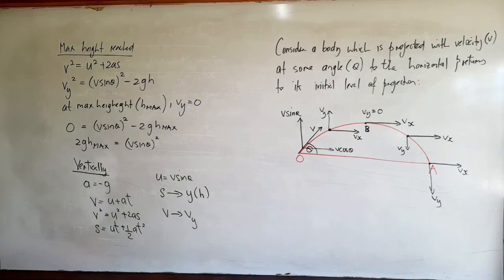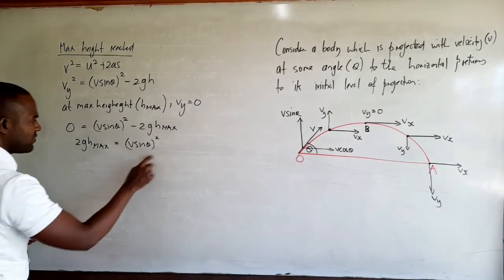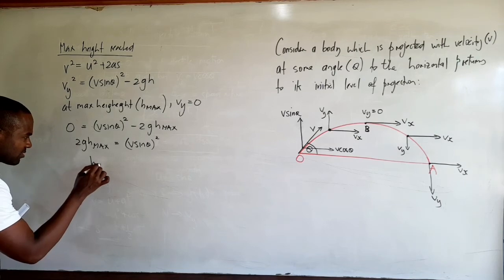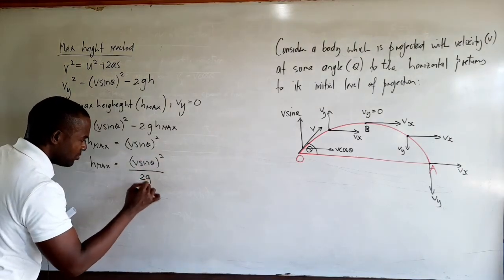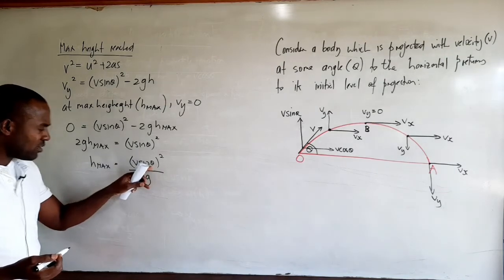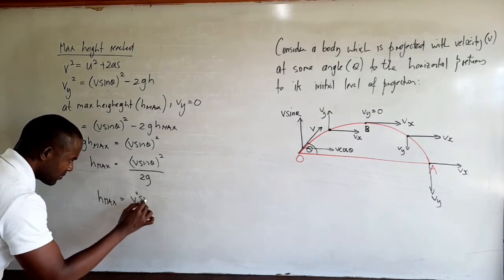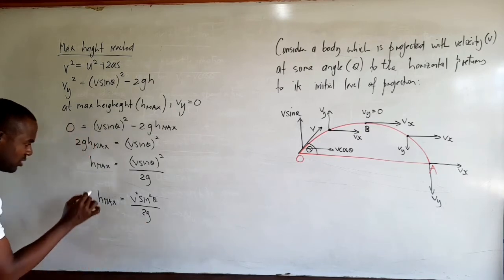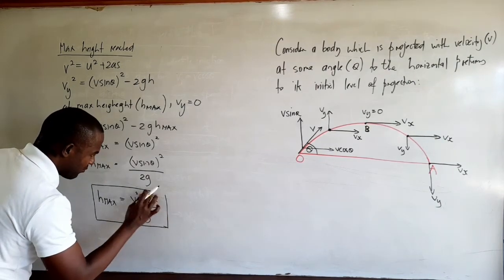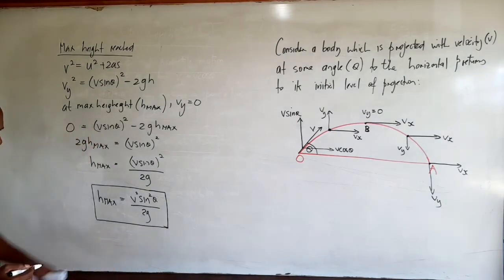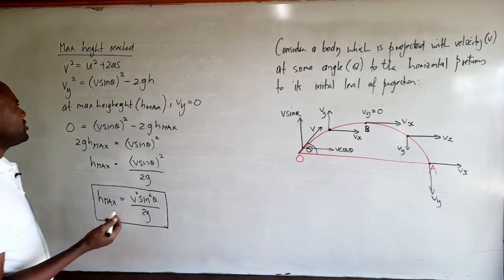So 2g h max equals (v sine theta) all squared, and from this we get that h max is equal to (v sine theta) all squared over 2g. In some books, the brackets would have been expanded, and so you may see that h max is equal to v squared sine squared theta all over 2g. And this equation allows us to calculate the maximum height reached directly, provided we have the initial launch velocity v, the angle of projection theta, and of course the value of g.